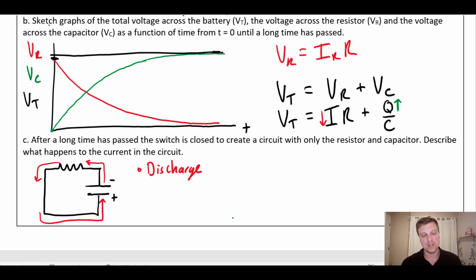Now, if it wasn't a resistor, if it was a motor or a light or something like that, we could use it to do something more useful than just generate a bunch of heat. But this is effectively what happens: we're going to reset this capacitor back to 0. Okay, that is it for our talk on RC circuits.